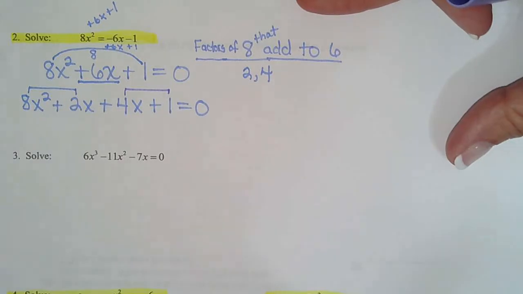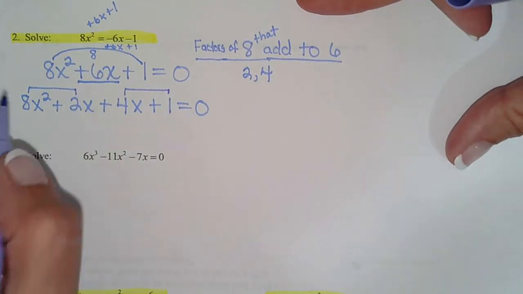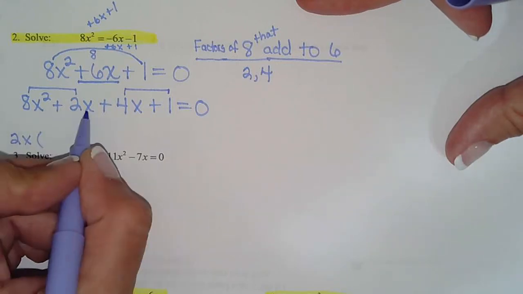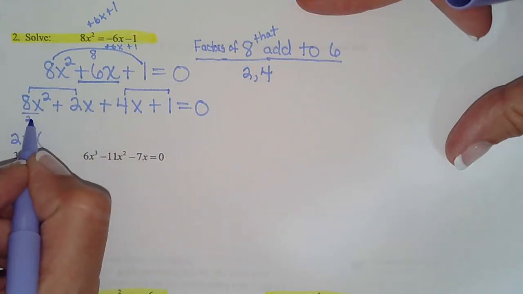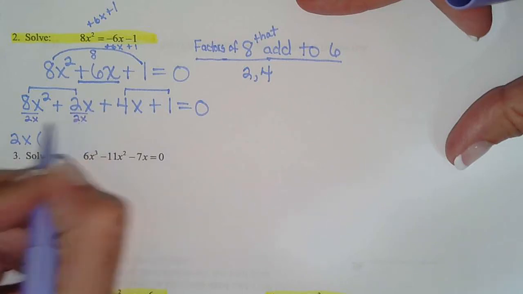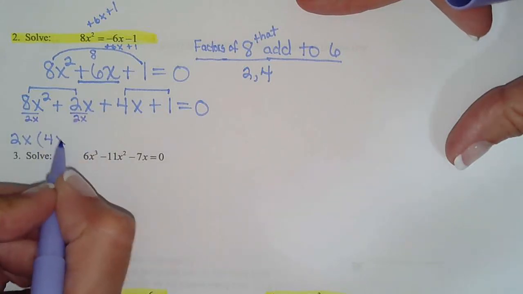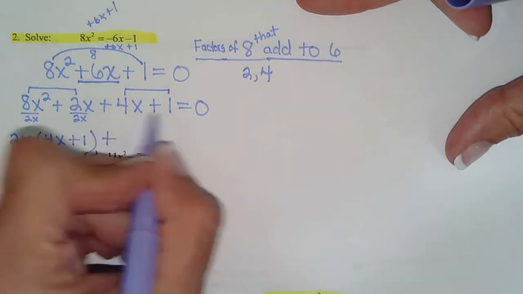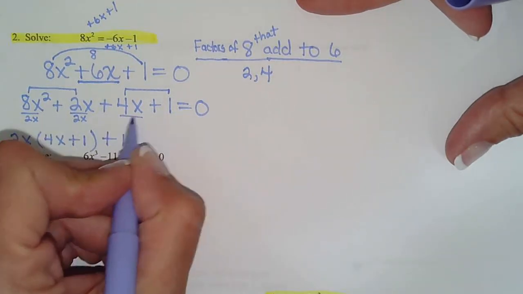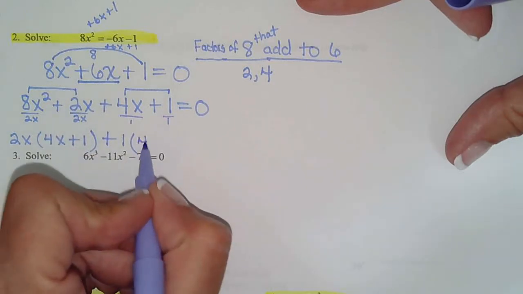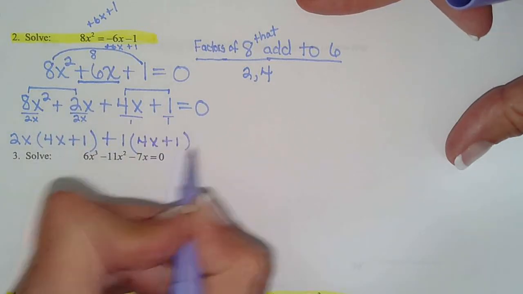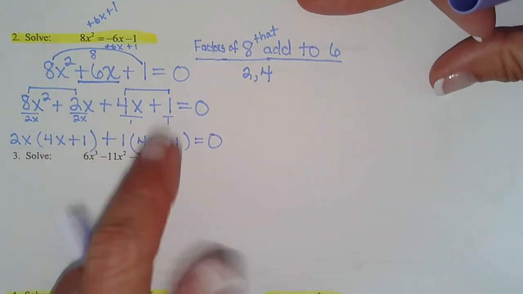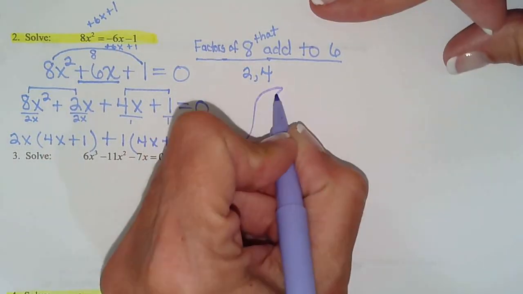Then we need to do grouping. The minute we get it in 4 terms, grouping should be your next thought. So with grouping, we find the GCF for the first 2, which is 2 and an x. And we get 4x. Anything divided by itself is 1. Plus, GCF here is 1. So when we divide each of those by 1, we get the same thing back. So our parentheses match. That tells us we're on the right track.